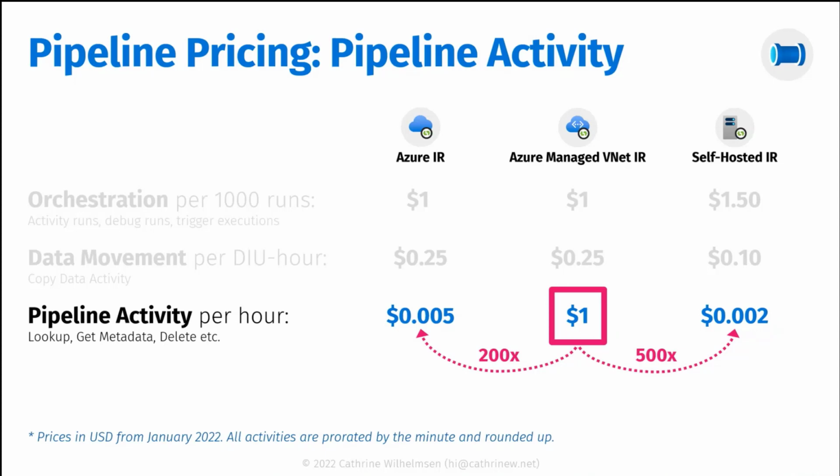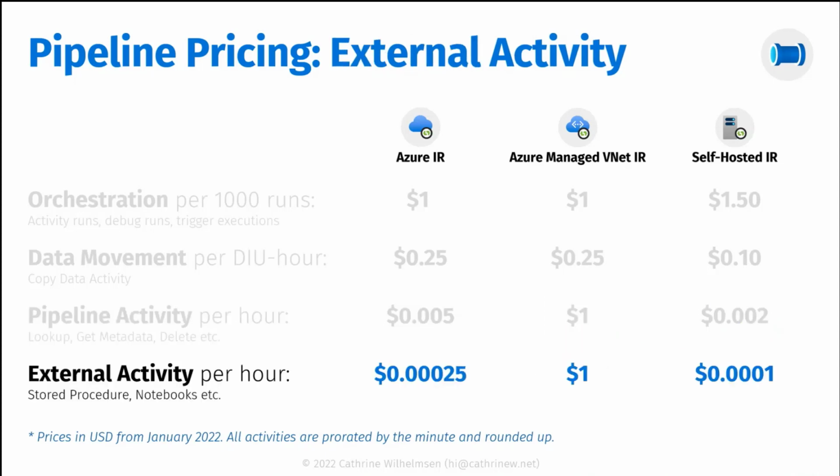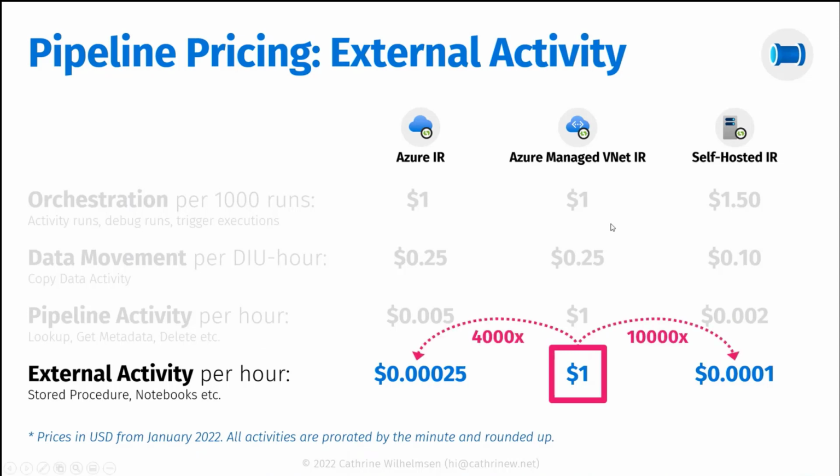And this actually gets worse if you're looking at external activities. So for example, running stored procedures in a SQL server or notebook in Spark. If you're using the managed VNet, you're paying 4,000 or 10,000 times as much as if you were using the other integration runtimes. So this is where you might want to look at networking, understand that a little bit better.